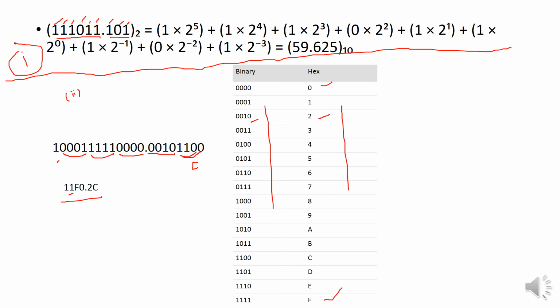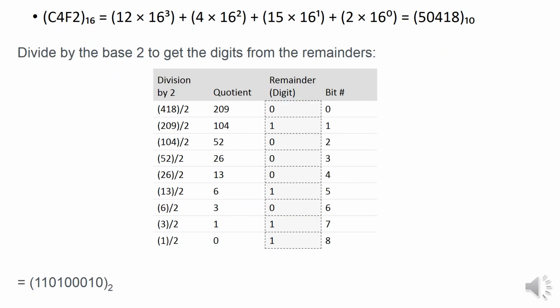This method is also inconvenient, you may use another method also. Here we have to convert C4F2 in base 16 into base 10. So we have multiplied 2 into 16 to the power 0, F in hexadecimal is 15, 15 into 16 to the power 1, 4 into 16 square, and C is 12, 12 into 16 cube, so we get this number. This was the third, and the last part is the fourth.